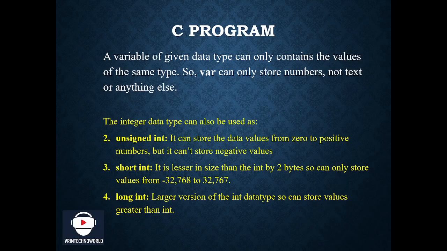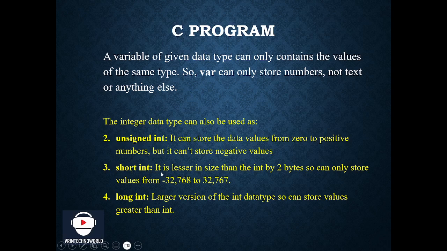Now, if we talk about the data types under integer, we have the unsigned int data type, the short int data type, and the long int data type. In the case of unsigned int, it can store values from 0 to positive numbers, and it can't store negative values because it is unsigned int.